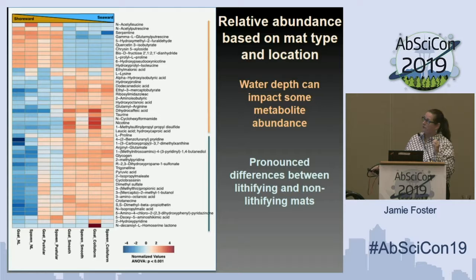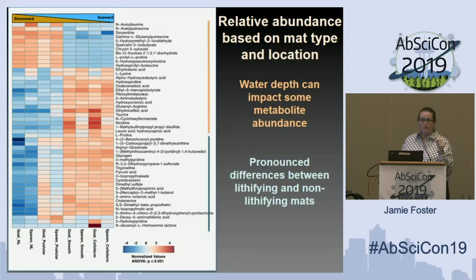Some patterns of molecules really are affected by water depth, and we can really tell you whether or not that mat type is intertidal or subtidal. And then we're also seeing pronounced differences of whether or not they're lithifying. So it really depends on what your question is, but we can also see this group of clusters only seems to be appearing in lithifying, stromatolite-forming mats as opposed to the non-lithifying.